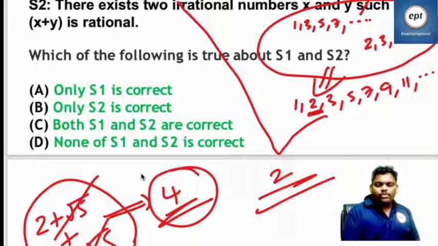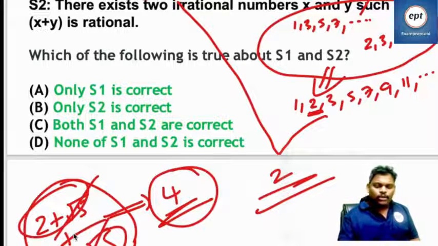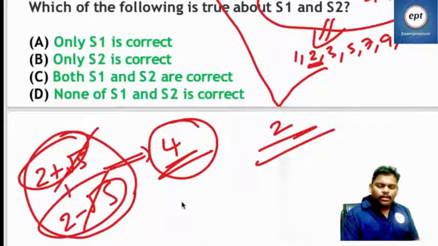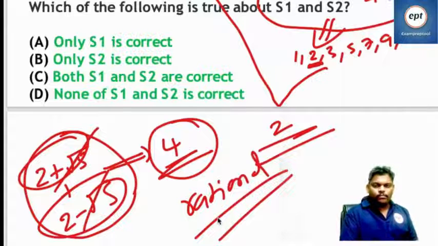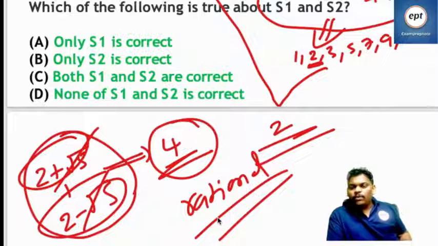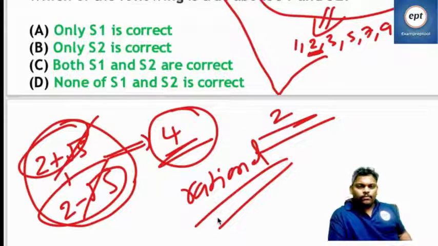Two irrational numbers, if you add, the result became rational. There may be many examples. Gaurav, there may be many examples. One example I gave.